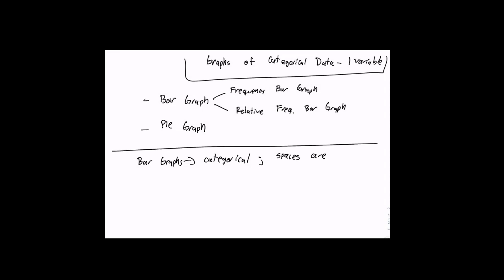The spaces are intentional, purposeful. They're there for a purpose. We do not use 3D, and we have to make sure that they are evenly spaced. So all of the bars should be relatively the same width. So you don't have really skinny bars and really fat bars.